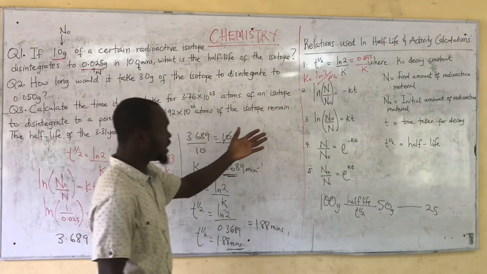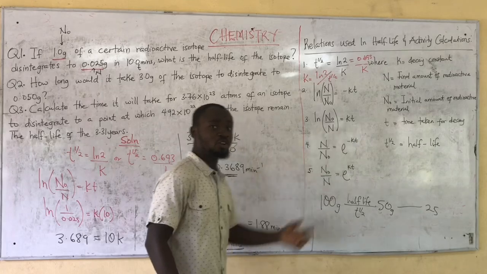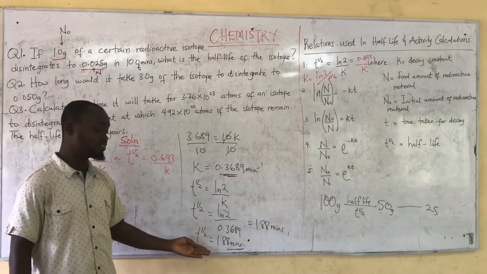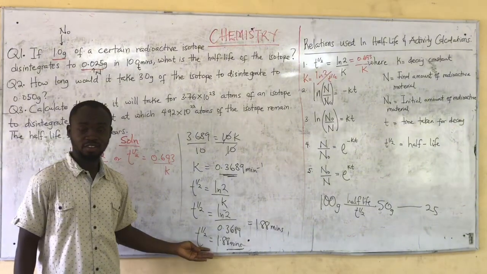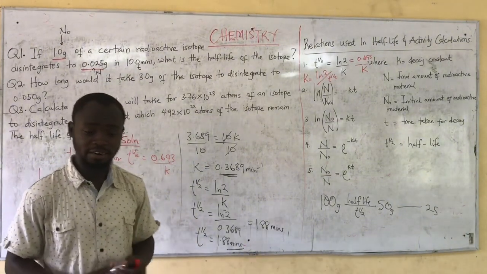With the information given to us, we're given the initial amount of the radioactive isotope, that is the N naught. We're given the final amount after disintegration, that is the N. And we're given also the time for decay, that is the T. So corresponding to any of the relations here, we can calculate the value of what? K. Once we get the value of K, we then put it into the half-life relation to get our half-life. Is that okay? Please, are we good? Thank you very much. Let's look at our second example.